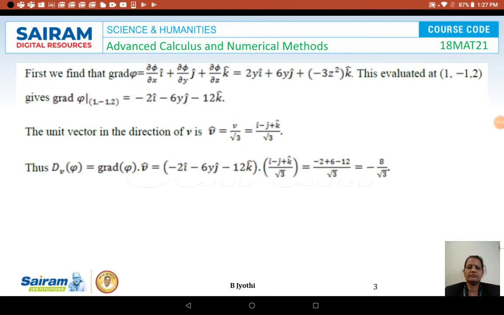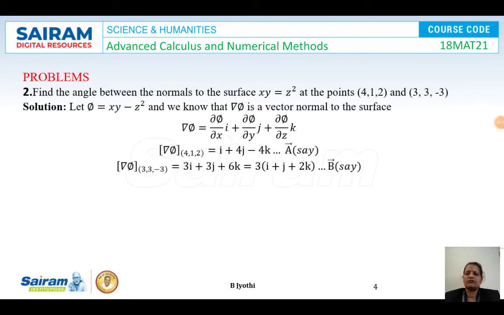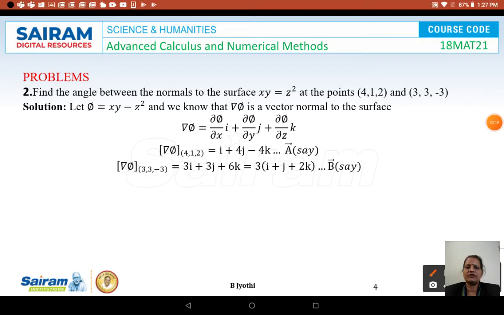Next problem. Find the angle between the normals to the surface xy is equal to z square at the points (4, 1, 2) and (3, 3, -3). Let us consider phi as the surface, phi equal to xy minus z square, and we know that del phi is the vector normal to the surface.